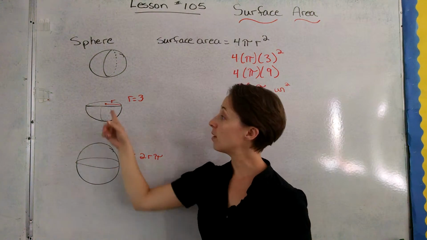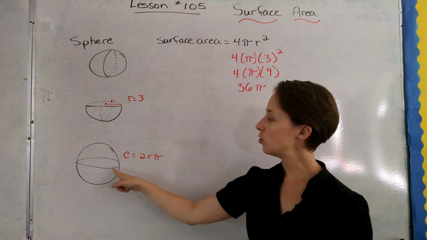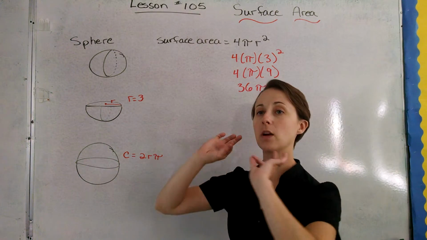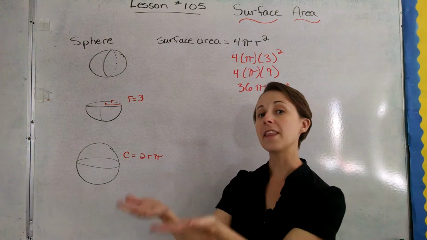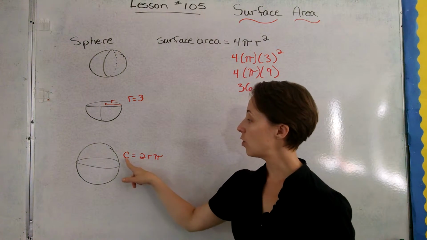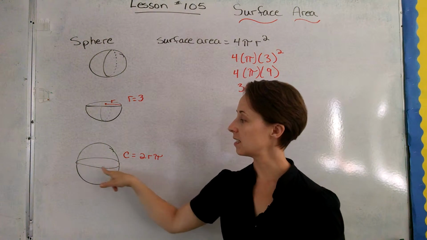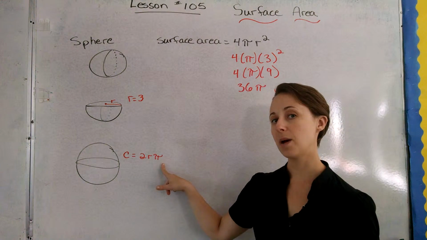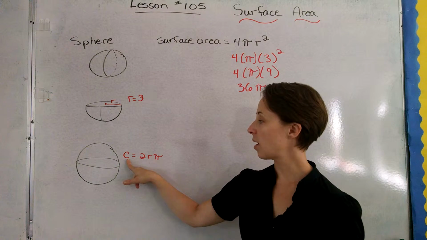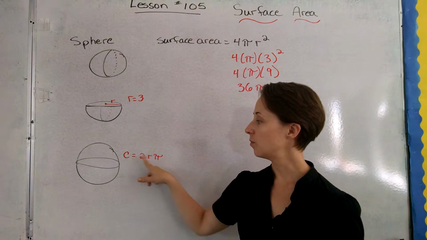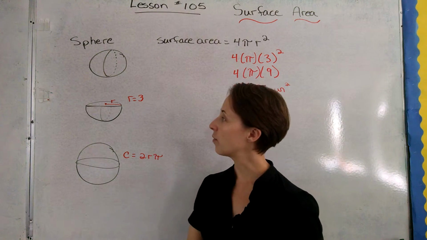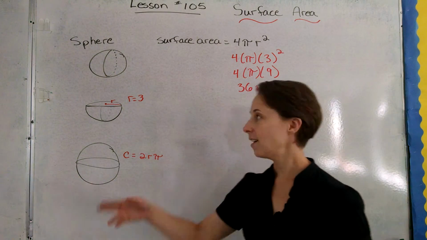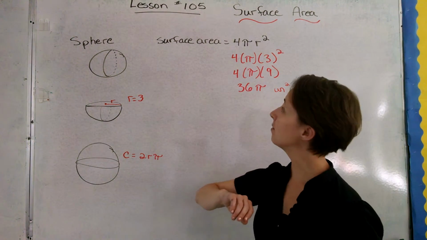Another way to do it, if you can't cut it in half, is you could find the circumference by measuring around the outside and then work backwards. If you know that the circumference is a certain distance and that the circumference equals 2 times the radius times pi, you could take the circumference, divide by 2, and then divide by pi to find the radius. Today, our radius is given to us, it's 3.